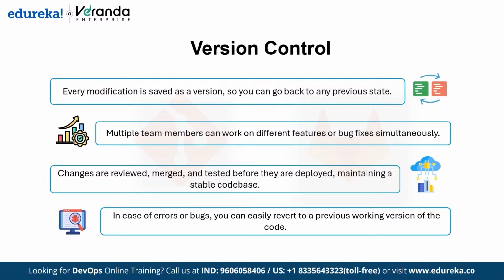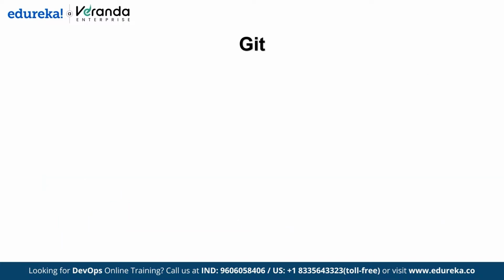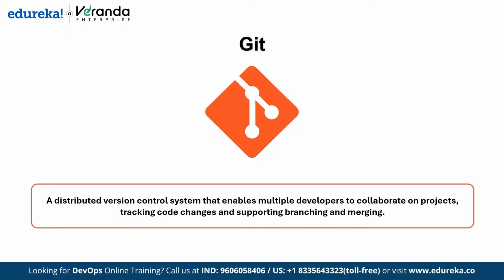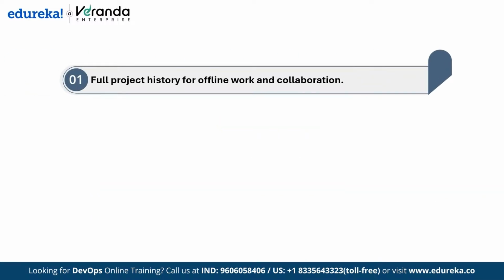The tools involved in this, first is Git. Git is a version control system that tracks changes in source code. It allows multiple developers to work on projects simultaneously, supporting branching and merging strategies. Git is a distributed version control system where every developer has a full copy of the project's history, enabling offline work and more robust collaboration.